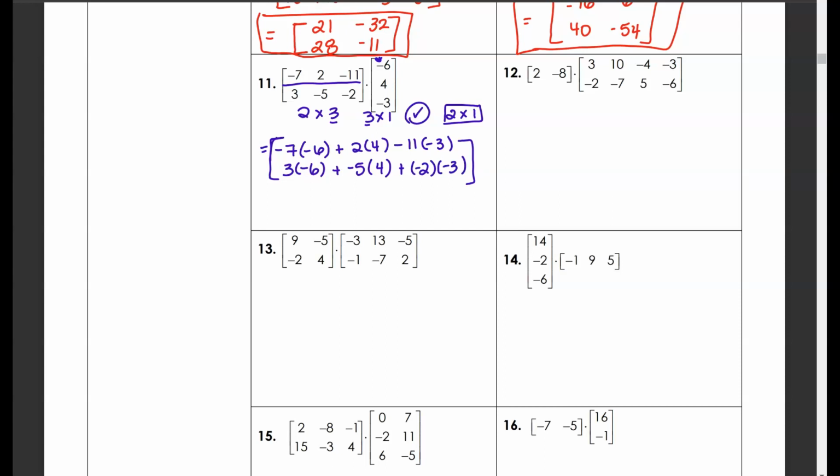Well, negative 7 times negative 6 gives me a positive 42, plus 8, plus 33. So on that top, we're going to end up with 42 plus 8 plus 33, which gives us an 83. On that bottom, 3 times negative 6 gives us a negative 18. Negative 5 times 4 gives us a negative 20. Negative 2 times negative 3 gives us a positive 6. So negative 18 minus 20 plus 6 gives us a negative 32. So we are left with a 2 by 1, and this is our final answer.